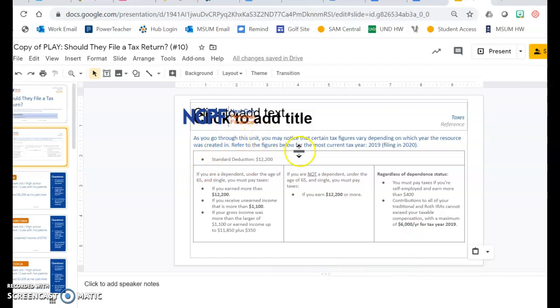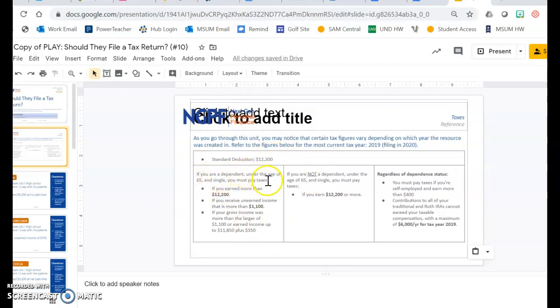So it says, as you go through this unit, you may notice that certain tax figures may vary depending on which year the resource was created. Refer to the figures below for the most current tax year. So we're good here, filing in 2020. It says the standard deduction is $12,200. So here's some different scenarios.